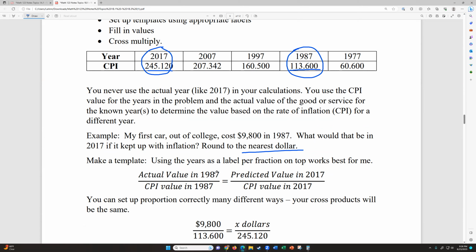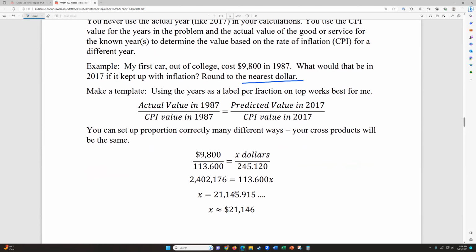So we had our actual value in 1987, which was the car price, and the CPI value, which, remember, is the price of those goods and services in that year. That equals how much our car would cost if inflation maintained this growth over to 2017. Sorry, I circled the wrong one. The 1987 was on the left side and the 2017 was on the right side. When we cross multiplied and solved this, we rounded to the nearest whole dollar, because they asked us to. We got 21,146.